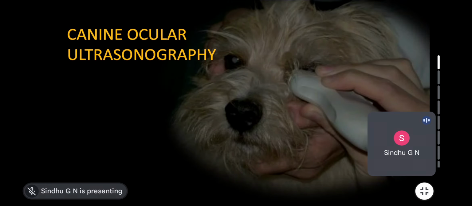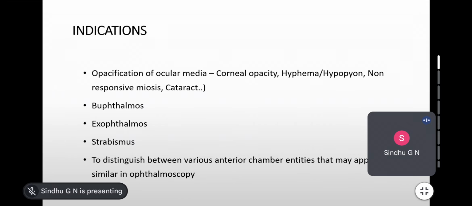Coming to ocular ultrasonography, which is a very helpful diagnostic tool in small animal ophthalmology, especially when there is opacification of ocular media, as in corneal opacity, hyphema, hypopyon, miotic pupil, or cataract. We cannot see the fundus or the structures behind that opacity, so we can rely on ocular ultrasonography. Buphthalmos is the swelling or stretching of the eyeball due to increased intraocular content. Exophthalmos is the pushing of the eyeball due to something behind it.